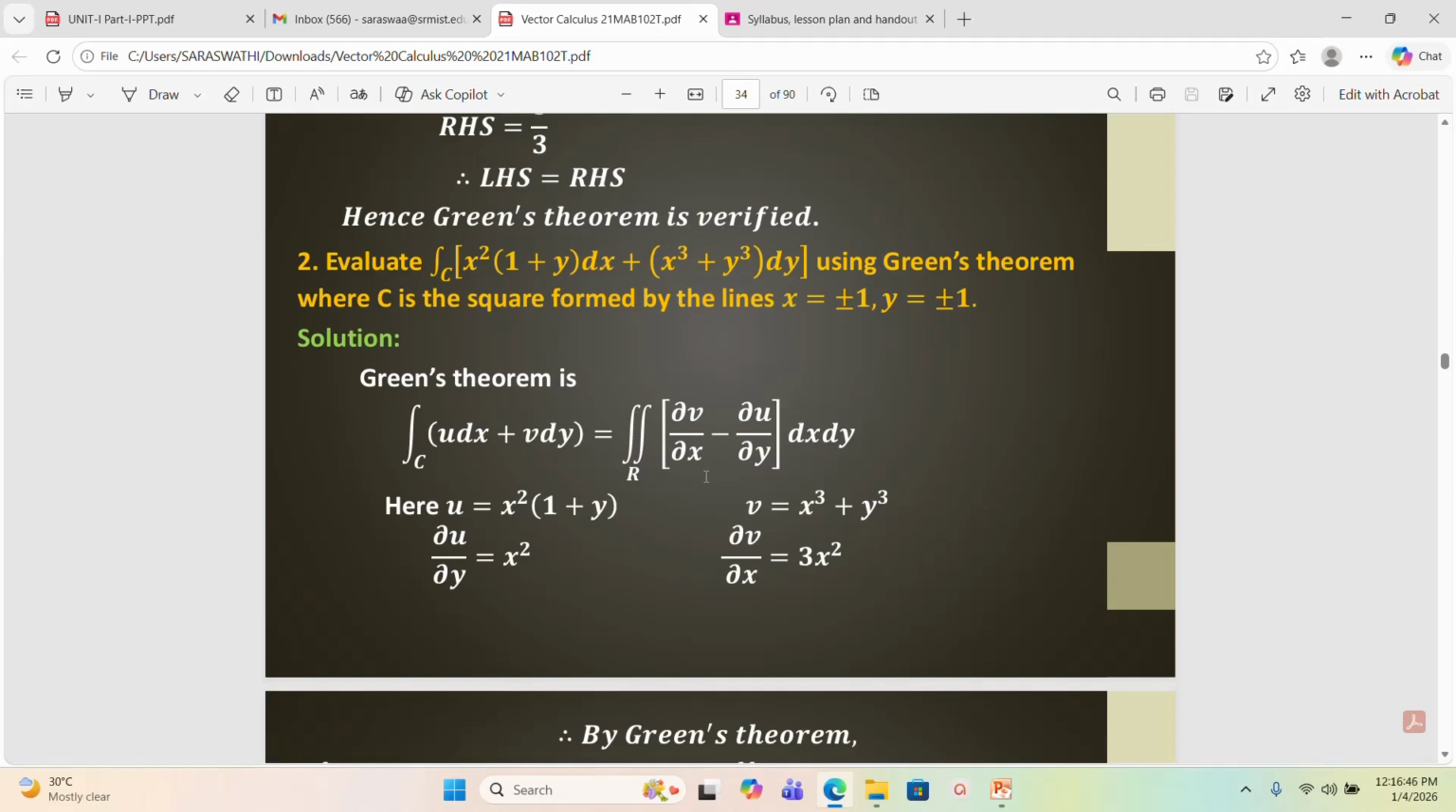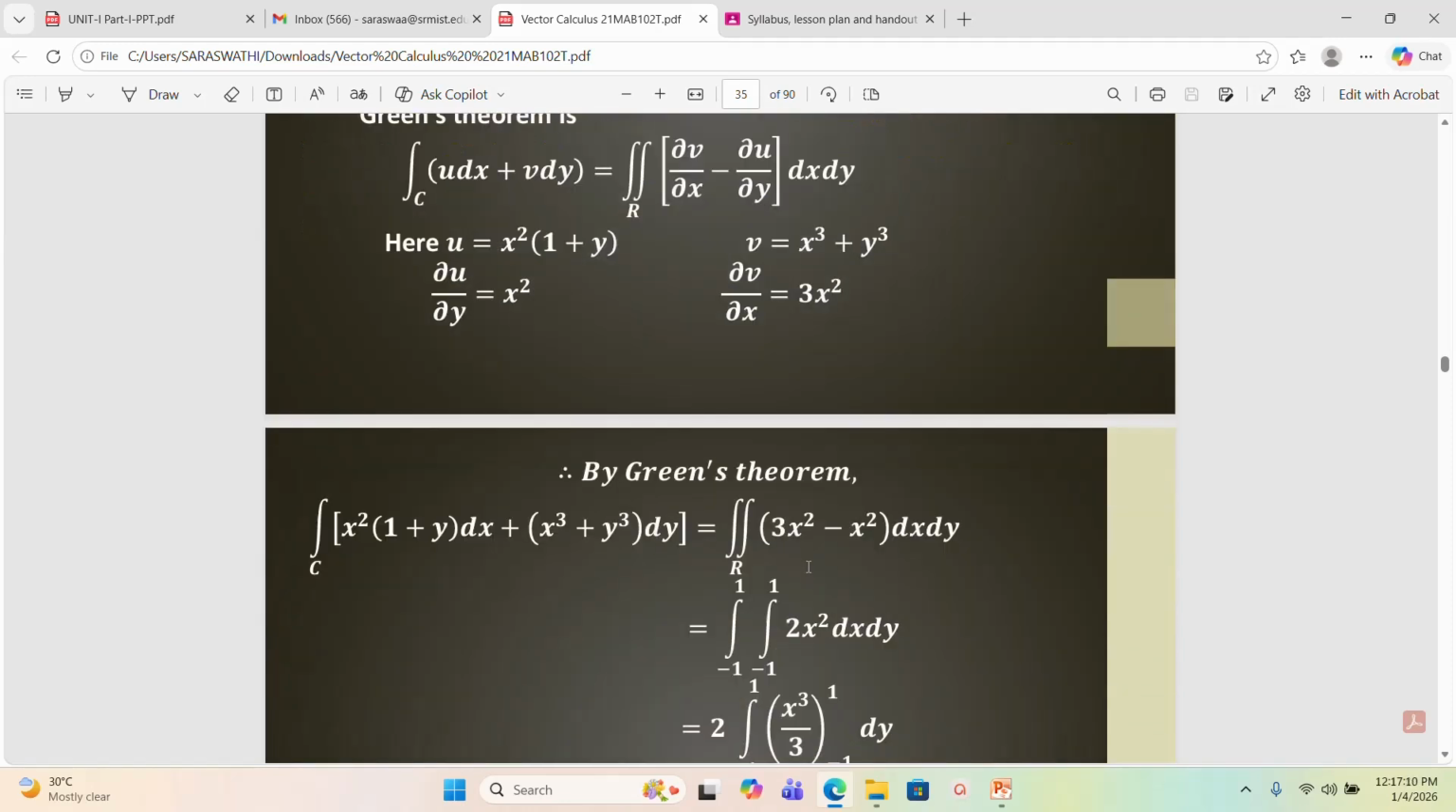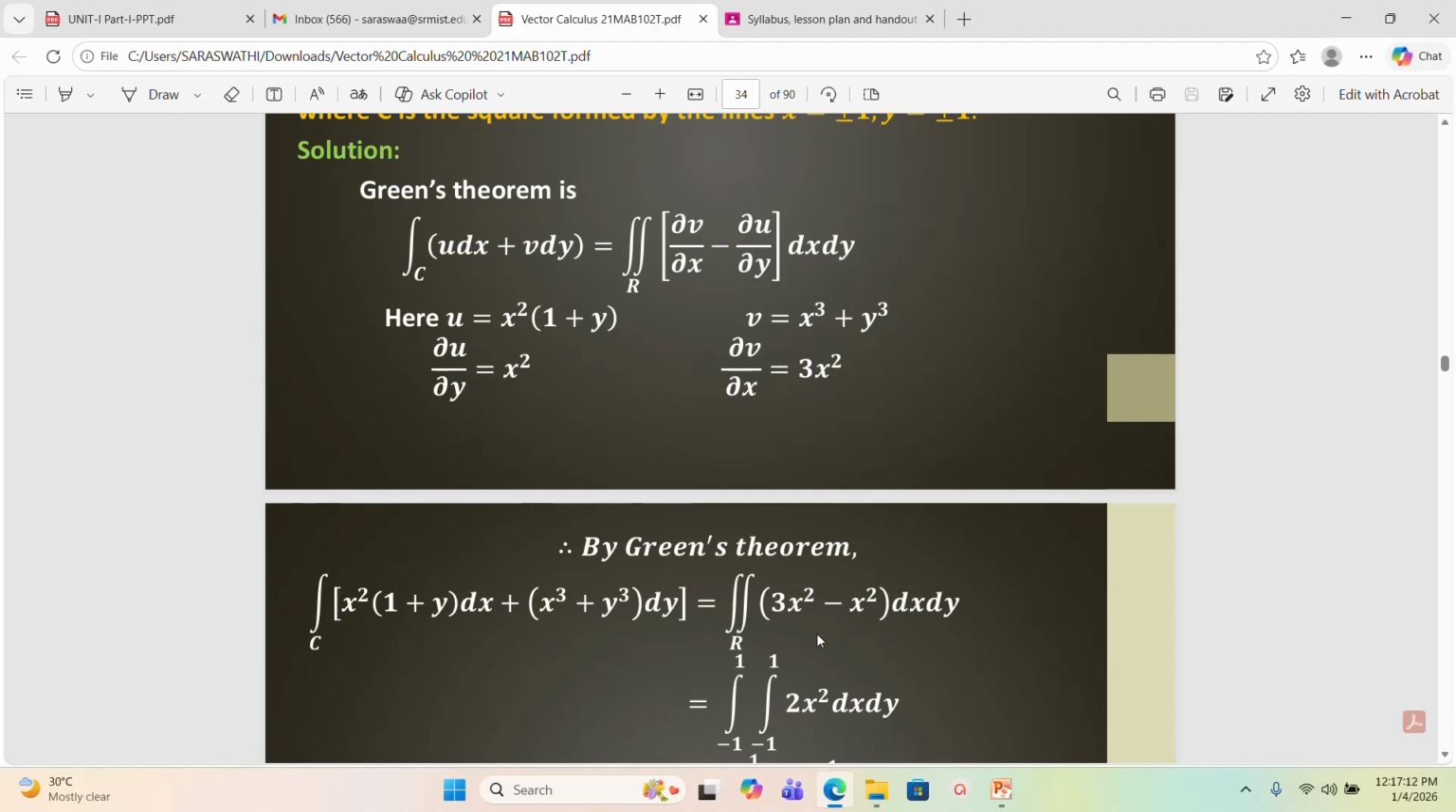So now let's move on to the right hand side, dou v by dou x minus dou u by dou y. So u partially with respect to y, differentiate 1 plus y: dou u by dou y, x square is the constant, differentiation of 1 plus y is 0 plus 1 equal to 1. And differentiate v partially with respect to x, cube differentiation is 3x square. Hence for the right hand side, dou v by dou x is 3x square minus dou u by dou y is equal to x square.